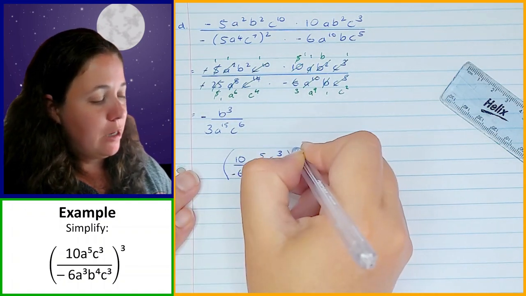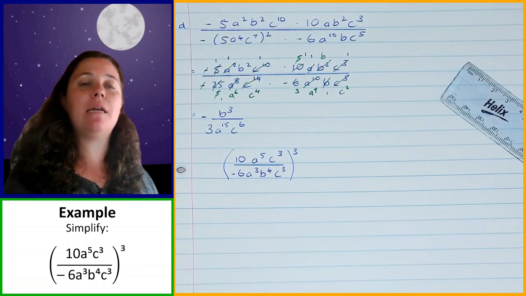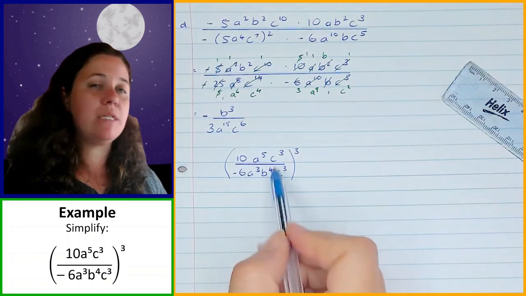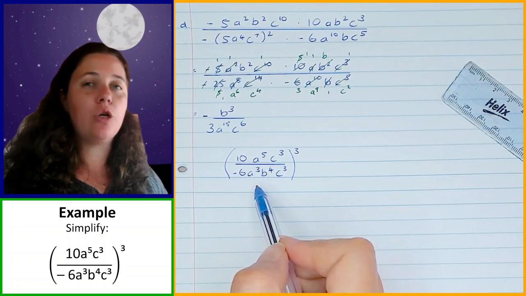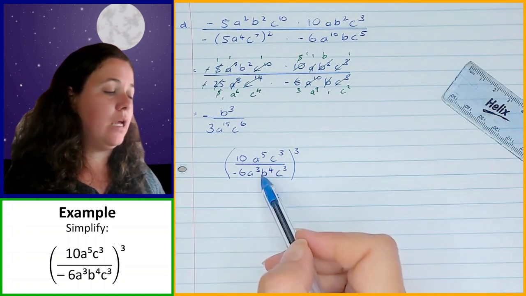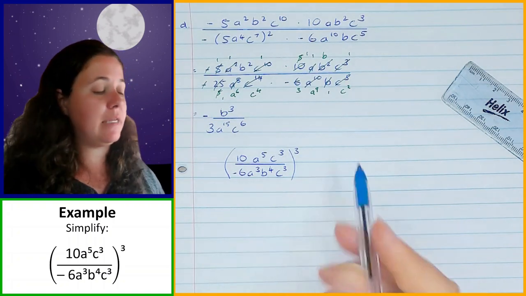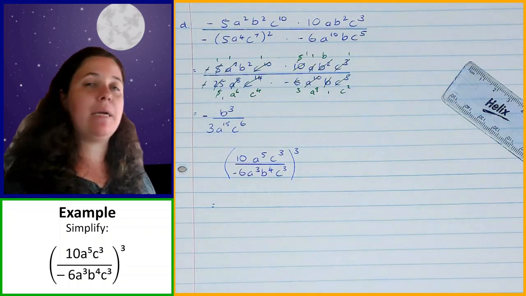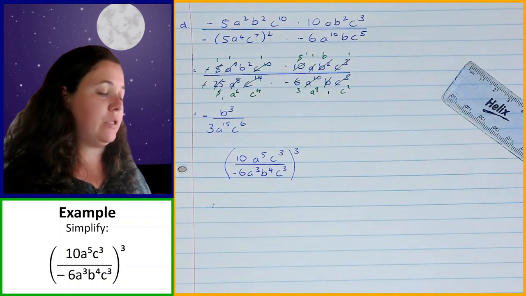And that is all to the power of 3. Now, when you get something like this, the first thing you should do is simplify what's inside the brackets, because it's going to make it easier for you then to simplify the exponent outside the brackets. Okay, so the first thing I'm going to do is simplify inside the brackets by doing my cancelling like I normally have been doing up until this point.